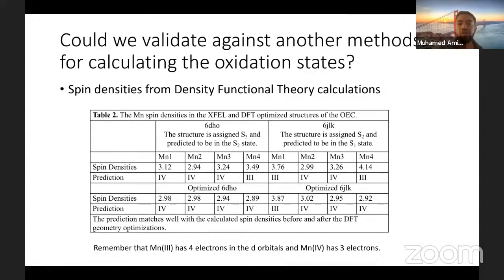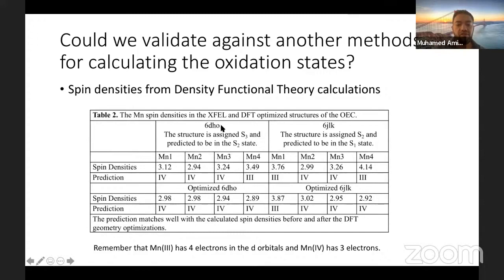We also added another way of validation, which is DFT. We take the active site, put it into DFT, and do a single point calculation. We get a wave function. From this wave function, you can calculate the spin density on each atom center. From this spin density, you can predict the oxidation, so you can calculate the oxidation states.